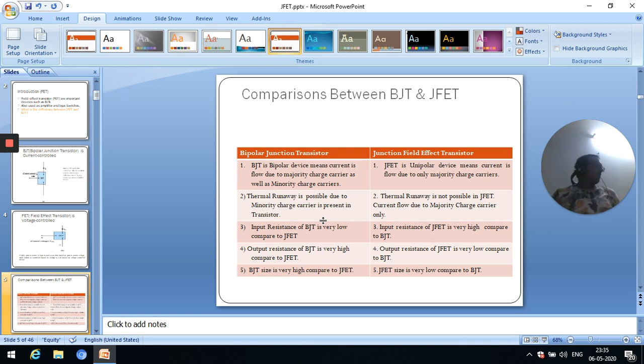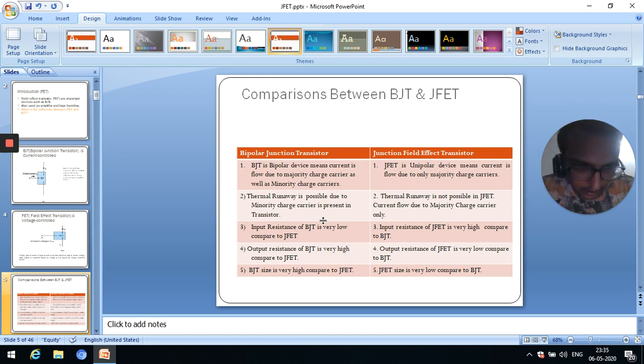Now, in bipolar junction transistor, current flows due to majority charge carriers as well as minority charge carriers. But in JFET, current flows due to only majority charge carriers. Means what? Due to only electron or hole. In bipolar junction transistor, current flows due to electron plus hole. Thermal runaway is possible in BJT. Why? Because current flows due to the minority charge carrier, but in JFET, current flows due to the majority charge carrier. That's why thermal runaway is not possible.